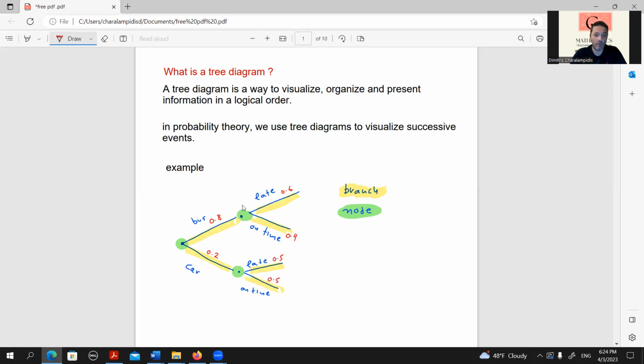For example, by looking at this tree diagram, we can clearly tell that the probability of us choosing the bus to go to school is 0.8. The probability of us choosing the car to go to school is 0.2. Assuming that we have chosen the bus, the probability of being late is 0.6. Assuming that we have used the bus, the probability of being on time is 0.4. Assuming that we have used the car, the probability of being late is 0.5. And finally, assuming that we have used the car, so we are here, the probability of being on time is 0.5 respectively.